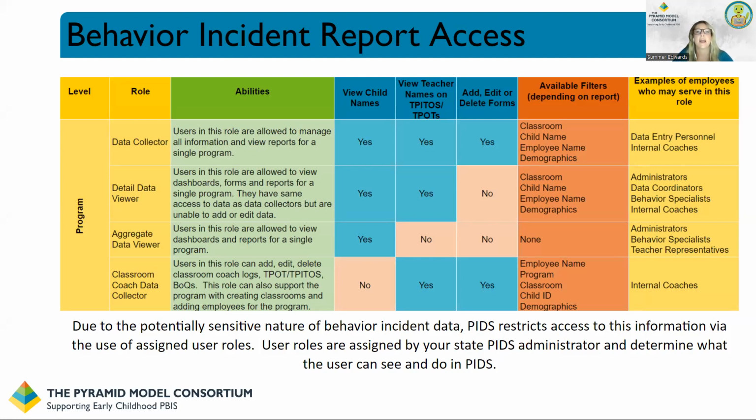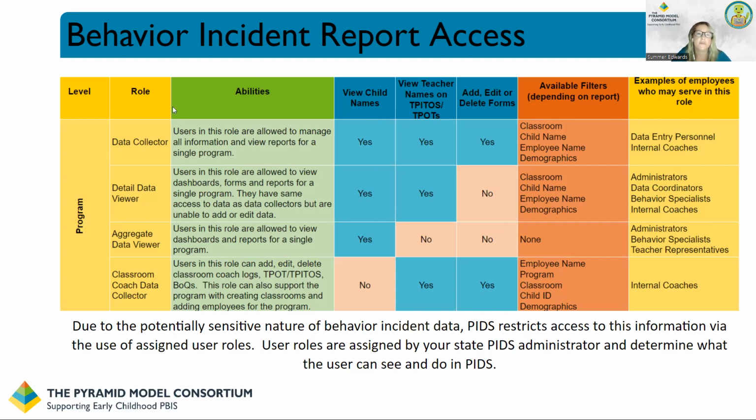The section that I have up on this slide shows the program level roles. And what I want to point out is there's really only a couple of roles here that can both see child level information, so we're talking about child names, date of birth, demographics as it relates to behavior incident reports, and that can also enter BIR information.